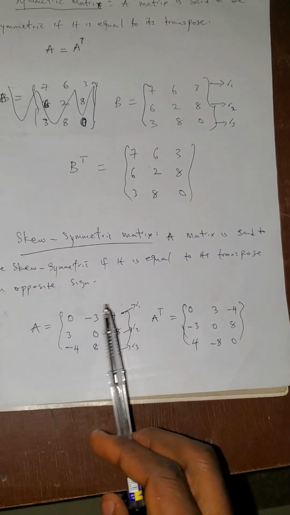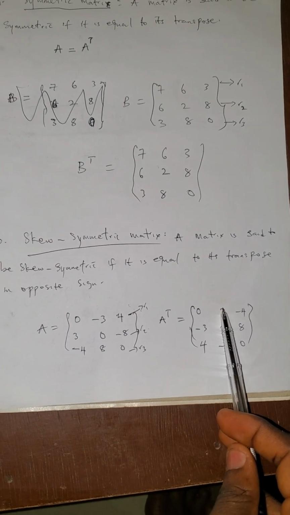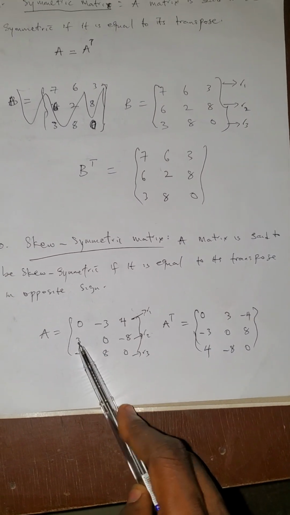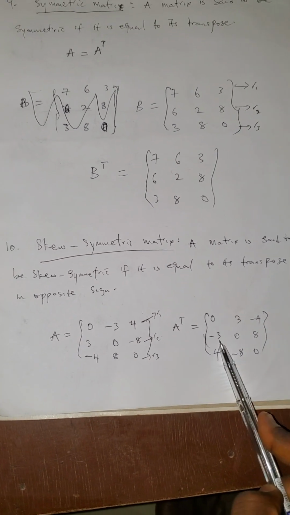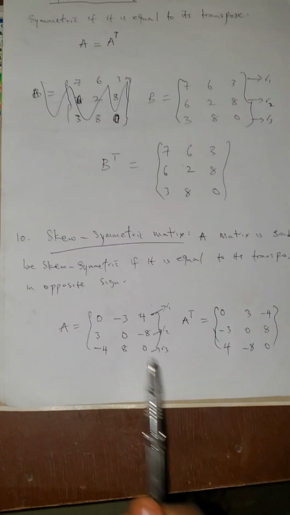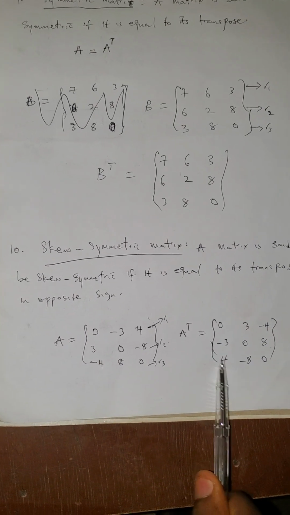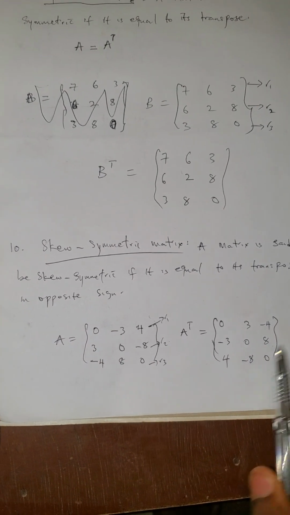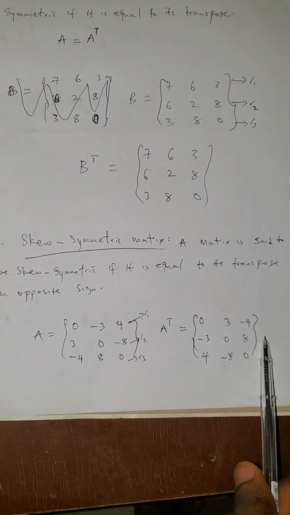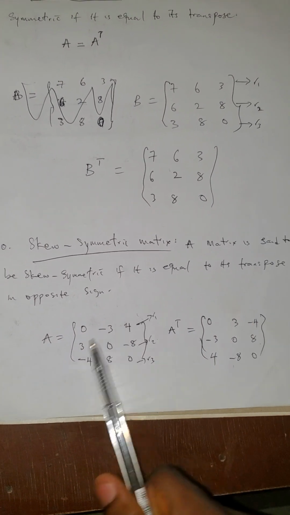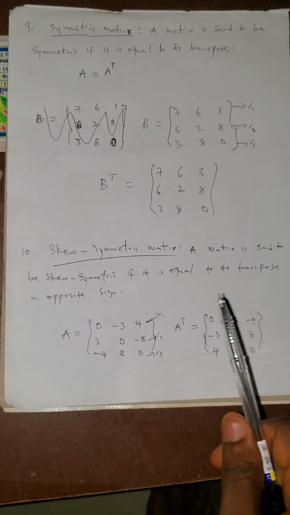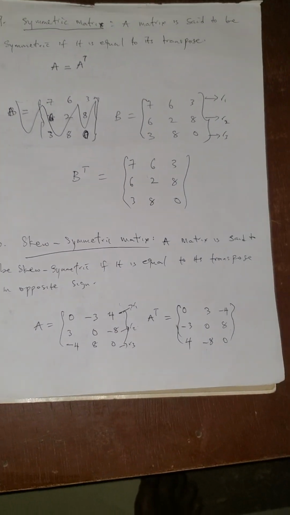Now if you observe, 3 here is minus but here is plus 3. 4 here is plus 4 but here is minus 4. 3 here is plus 3 but here is minus 3. 8 here is minus 8 but here is plus 8. 4 here is minus 4 but here is plus 4. 8 here is plus 8 but here is minus 8. You can observe that each of the numbers here are the numbers there as well, but the only thing that is different is the sign. So if a matrix can be equal like this, we call it a skew-symmetric matrix.